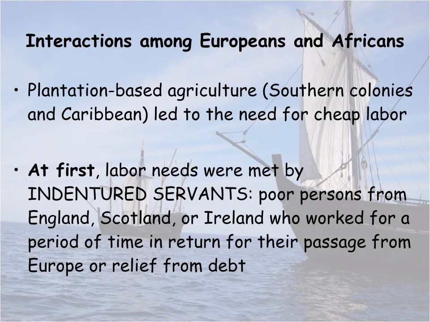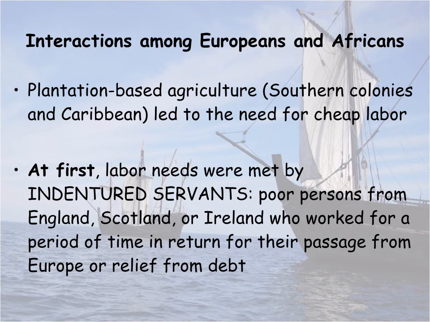So now we go to interactions among the Europeans and Africans. There was a lot of plant-based agriculture in the southern colonies in the Caribbean. So think about those big plantations, those big farms. That led to the need for a lot of cheap labor. Where are we going to get labor from? So they turned to try and answer this.